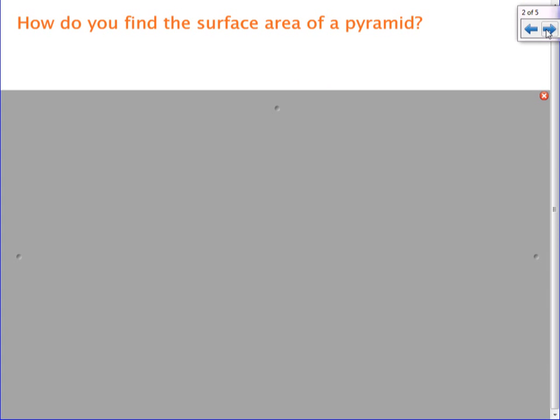Okay, how do we find the surface area of any pyramid? What are we going to be adding together? Whatever the base is, plus what? All the triangles. Now there could be 6 triangles, there could be 8 triangles, there could be 3 triangles, however many there are around the outside.